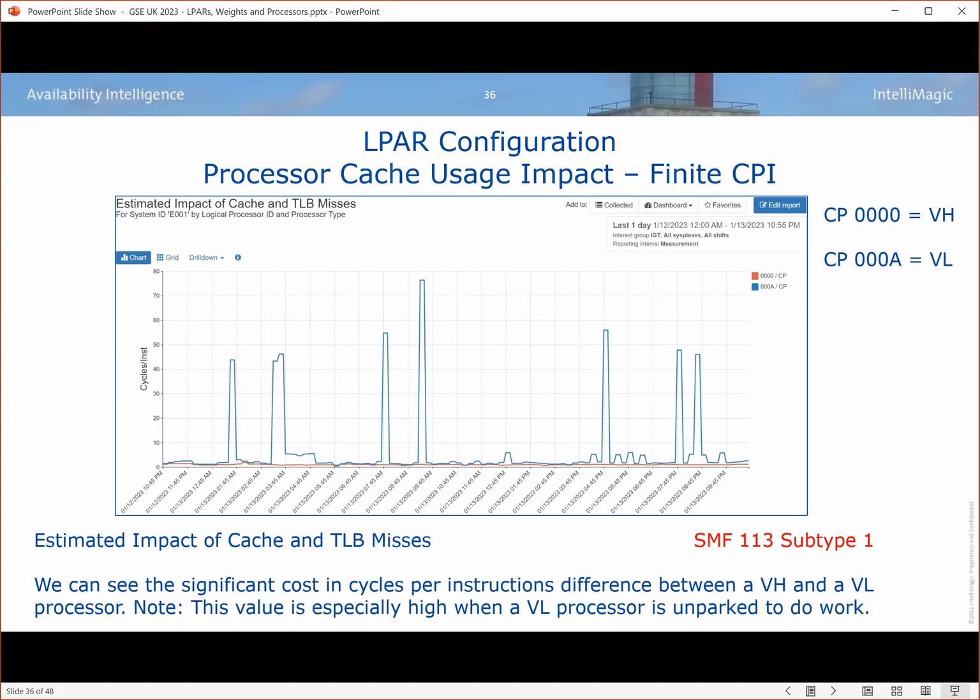What I'm looking at here is only two processors. Processor 0, which is a vertical high, and processor A, 10, which is a vertical low. Now, if we look at the number of cycles per instruction, it's dramatically different. Now, any workload running on that vertical low, potentially it has to be unparked. That's going to cost a lot of cycles to actually get anything done. And that's what's going to hurt us. And that's what we want to minimize. Okay.